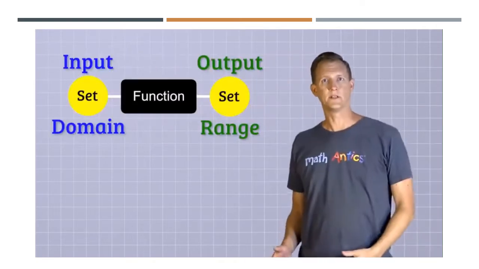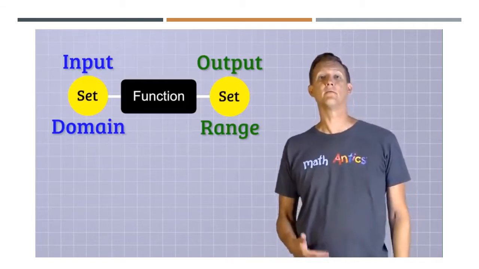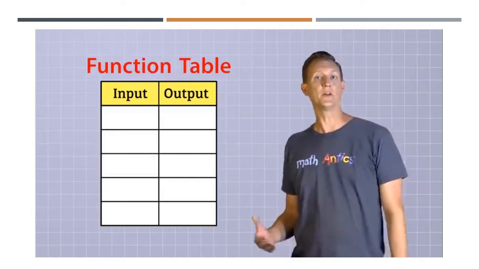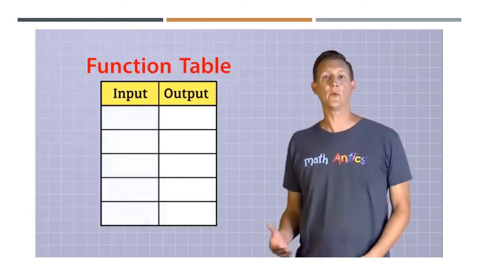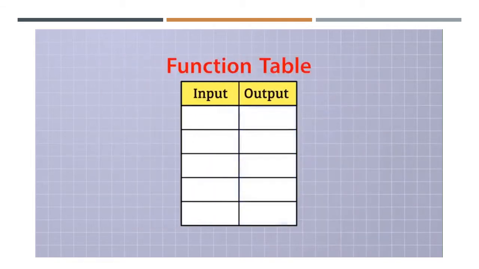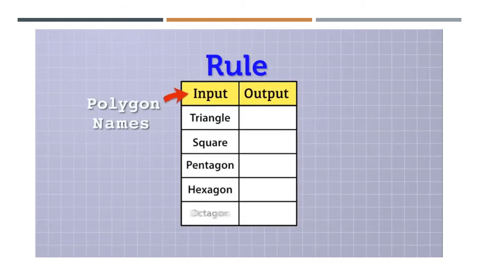And it's really common to see some or all of a function's inputs and outputs listed in what we call a function table. A function table normally has two columns, one on the left for the input values and one on the right for the corresponding output values. The function itself is often written above the function table and in the form of some sort of mathematical rule or procedure. For example, let's say that the input set of a function is a list of common polygon names like triangle, square, pentagon, hexagon, and octagon.